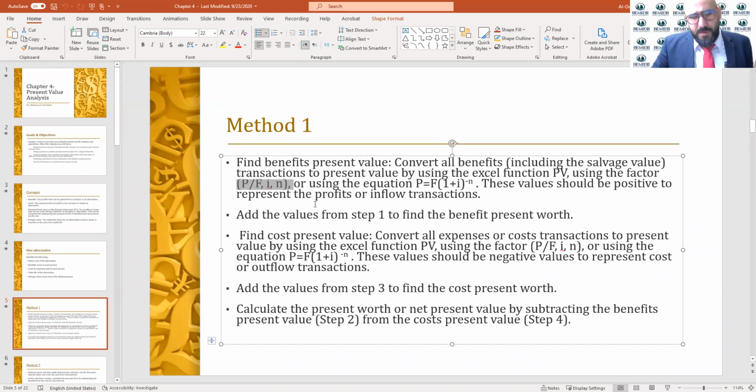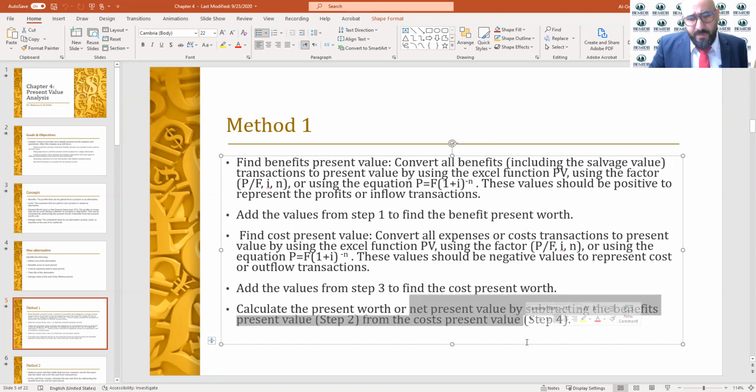So for the first method, we need to find out the net present, the net benefit value. So we need to find all the positive transactions, considering the time value of money, and we need to consider all the cost transactions, the negative transactions, and as you see in the steps here, we need to subtract the cost from the benefit, or the benefit from the cost.